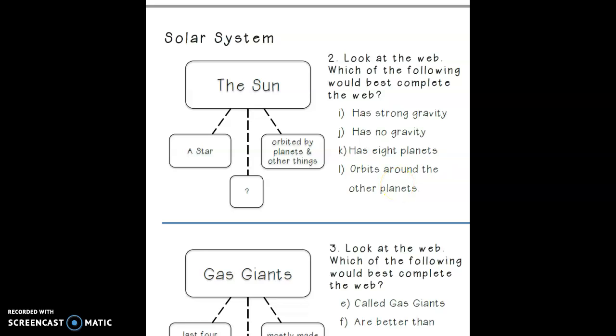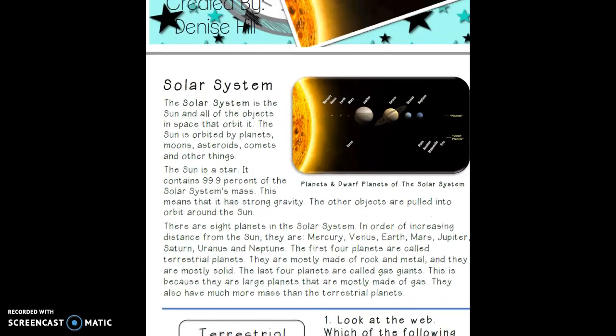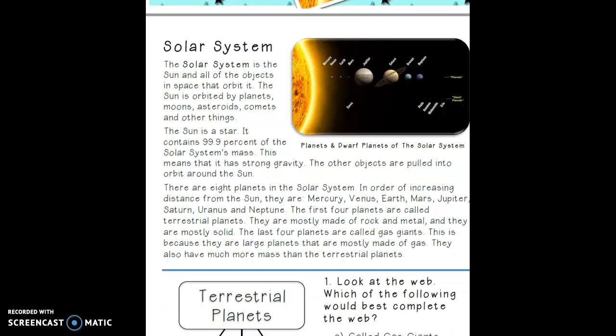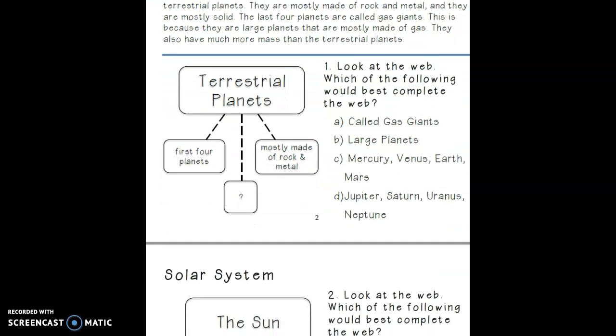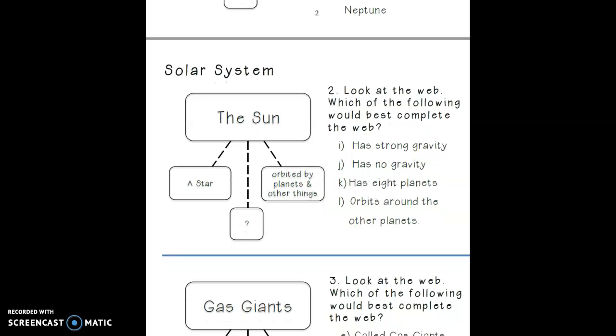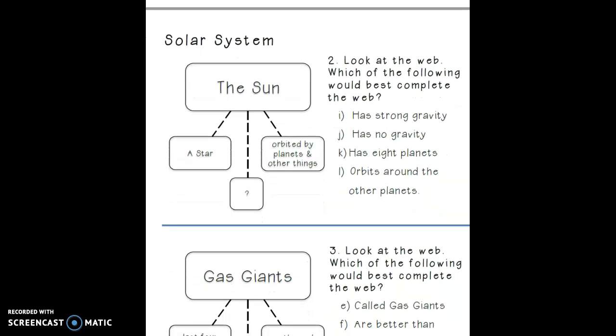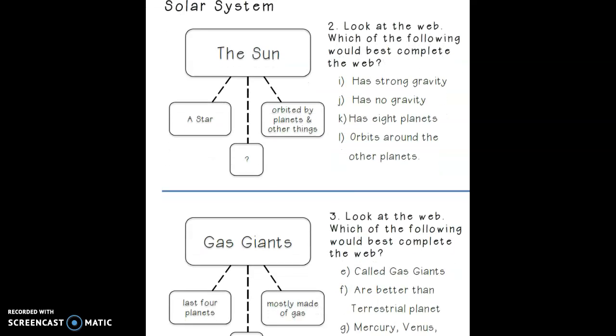And how many planets did it say that there were up above here? Let's see. Mercury, Venus, Earth, Mars, Jupiter, Saturn, Uranus, and Neptune. 8 planets. So we have to decide, has strong gravity or has 8 planets? I think it could probably be either one, right? So what if we said that I and K were both correct in this case? All right, let's keep reading.